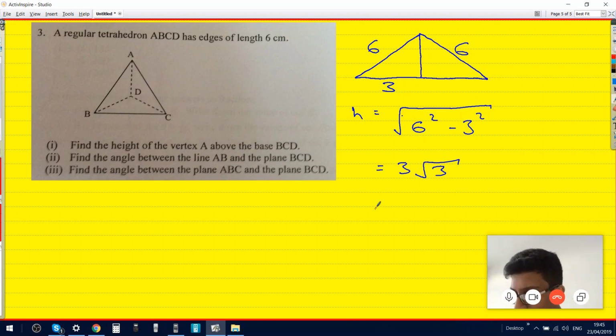the height now. I called it y. Y equals root of 6 squared minus 3 root 3 squared. So the height of it is 3 centimeters. Okay.